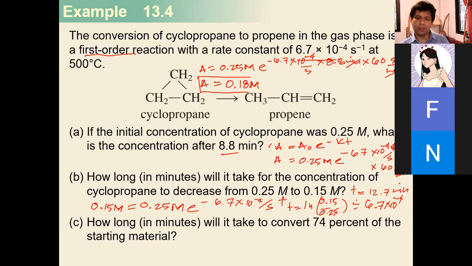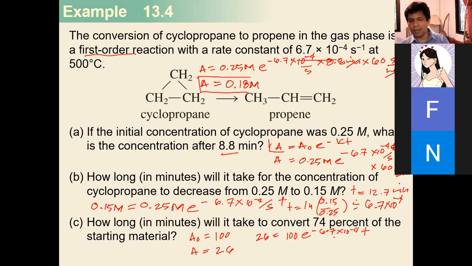Ito pa rin yung ating basic equation. A is equals to A sub O times e to the negative KT. So, pag 74% is converted, ang matitira na lang na A nyo ay 26. So, halimbawa, ang A sub O nyo ay 100. Mas madali siguro, it's another strategy. So, pag na-convert yung 74% nito, yung final A would be 26 na lang. So, pag sinubstitute nyo doon sa equation, you have 26 divided by 100 times e. Tapos yun pa rin yung ating rate constant, 6.7 times 10 to the minus 4, tapos times time.